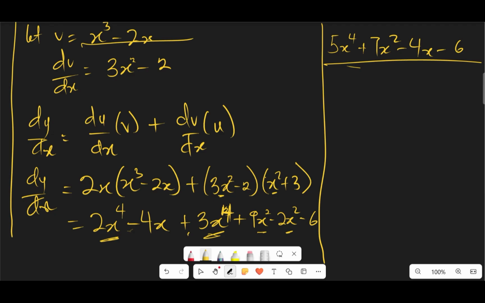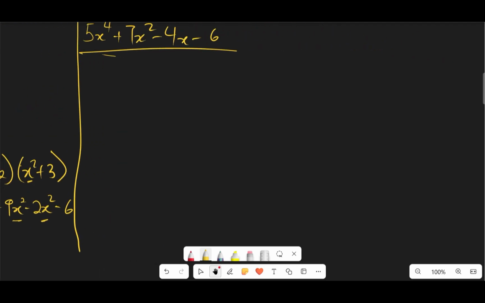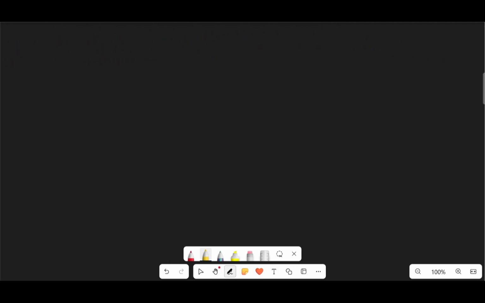4x to the power 4 plus 7x plus 7x square minus 4x minus 6. That's our final answer. Now let's take another one.